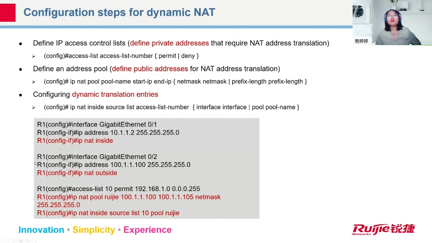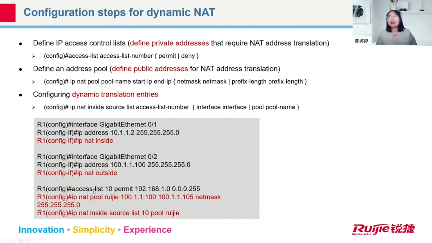And for the configuration, first, you also have to decide which interface is inside and which interface is outside. The different part is that you have to create the address pool. In the address pool, you add the public IP addresses. The NAT pool name is 瑞杰, with 100.101.100 as the start IP address, this as the end IP address, and a NAT mask. And this is the address pool.